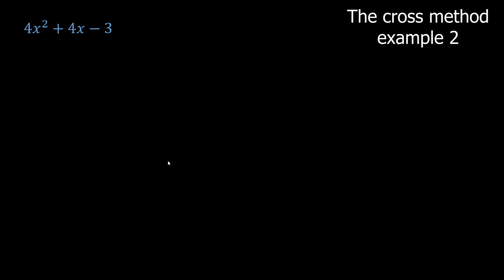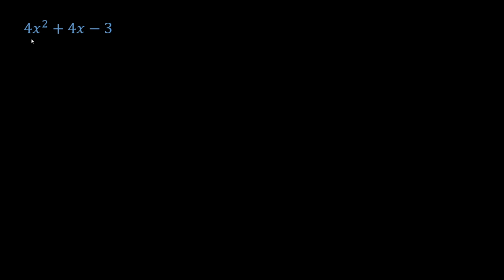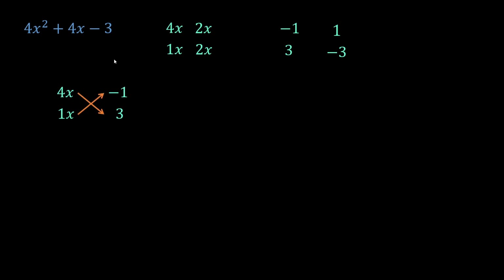Let's try another example here. 4x squared plus 4x take 3. Step 1, find the factor pairs of 4x squared. In this case, I've got 4x and 1x, and I've also got 2x and 2x. Now I'm going to find factors of -3. So I can have -1 and 3, or I can have 1 and -3. All right, we go through exactly the same process. Picking these pairs, we just pair them up. It's guess and check. So put them together.